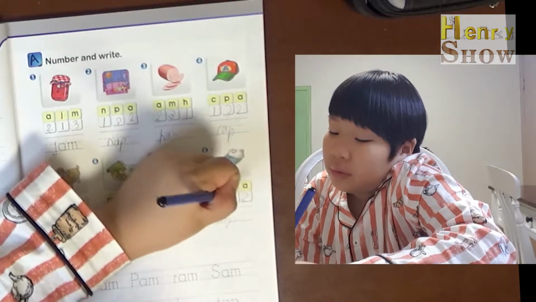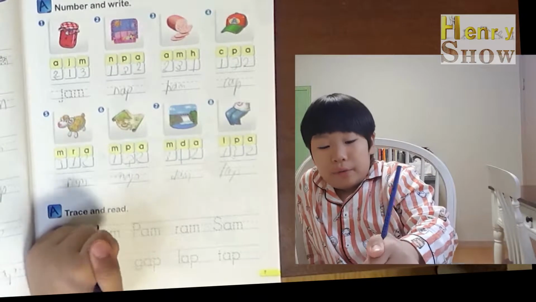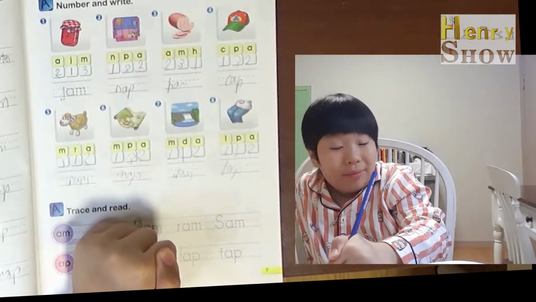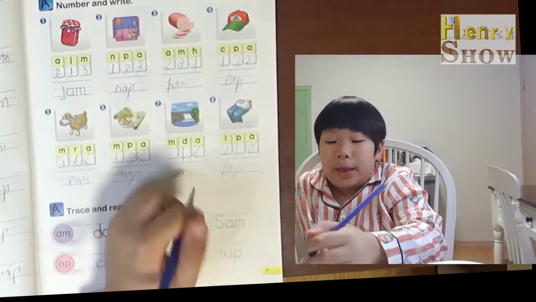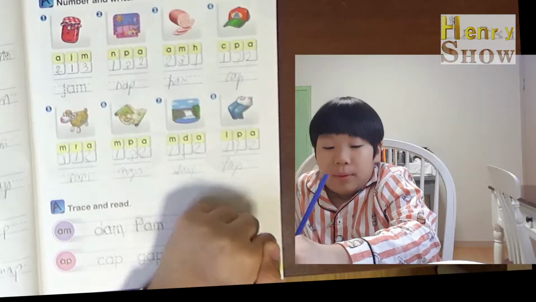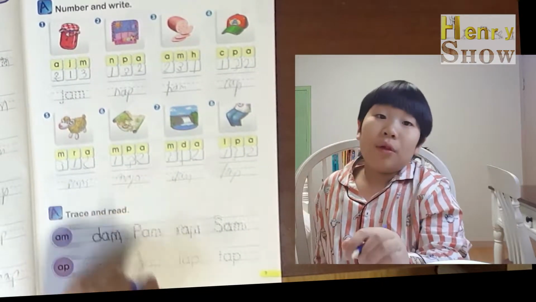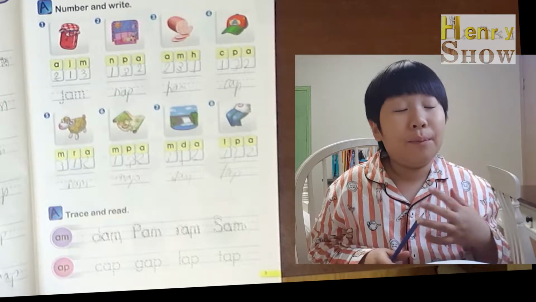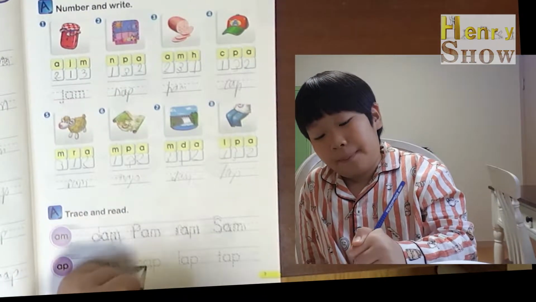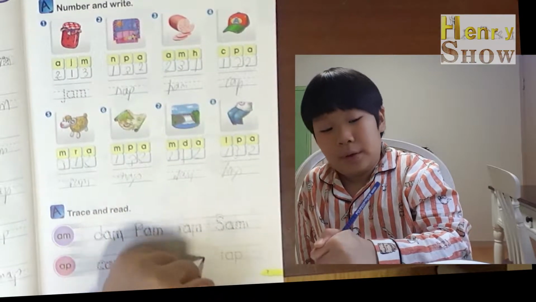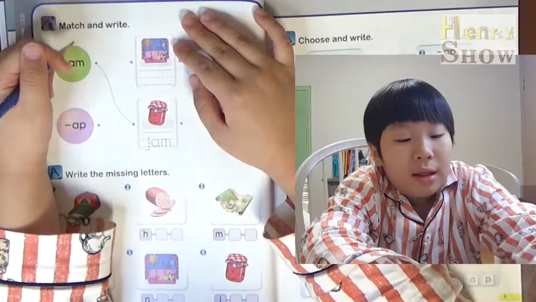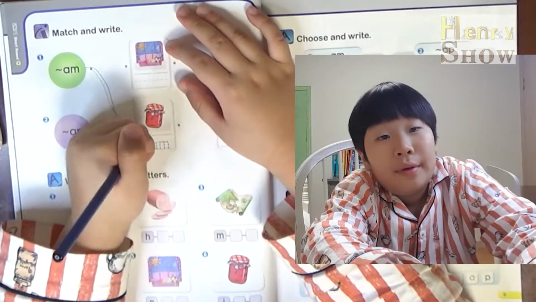1, 2, 3. Pretend to read first. Lamb. Pam. I think Pam is a name. If you don't have a word Pam, you'll learn it. Ram. Sam. They're all names. You have to capitalize the name, even if it's in the middle of the sentence. Cap. Gap. Lap. Tap. Now let's turn the page. Jam. Jam is correct.